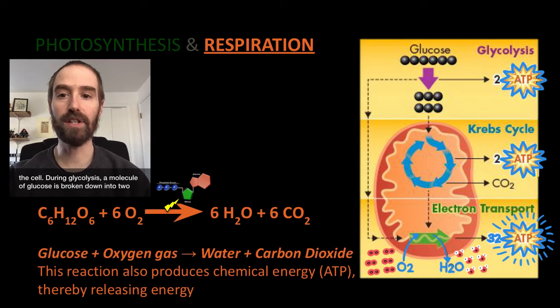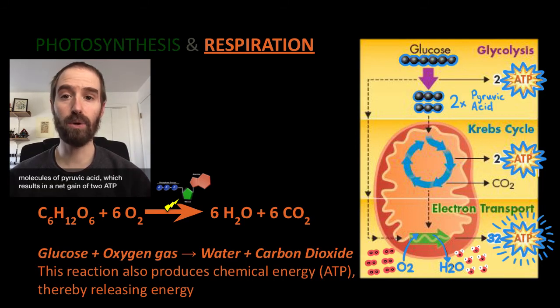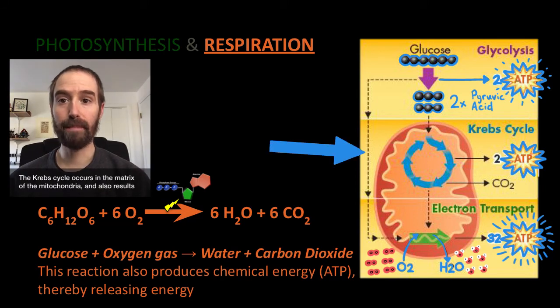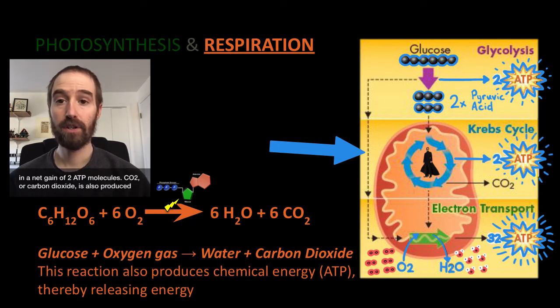During glycolysis, a molecule of glucose is broken down into 2 molecules of pyruvic acid, which results in a net gain of 2 ATP molecules as well. The Krebs cycle occurs in the matrix of the mitochondria and also results in a net gain of 2 ATP molecules. CO2, or carbon dioxide, is also produced during this stage.